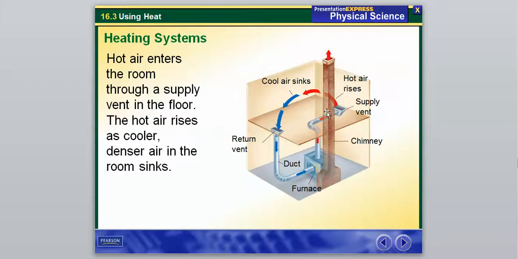Now we have warm air being pushed up, and then we have a chimney that will allow some of that excess heat to escape right there. So that's forced air heating. Again, it's using fans and vents to push hot air and create a convection current that way. So those are our heating systems.